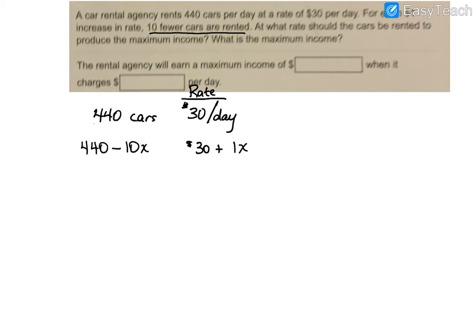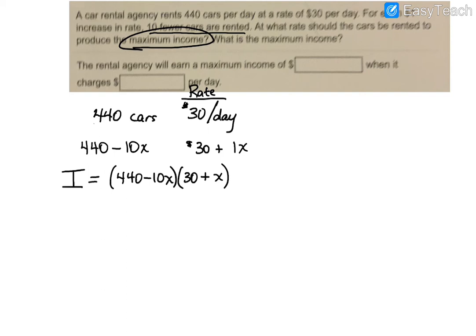Now it says, at what rate should the cars be rented to produce the maximum income? So we're looking for, I'm just going to use I for income. My income would be however many cars I rent, which we're saying is the expression 440 minus 10x, multiplied by how much they rent each day. In this case, that would be the expression of 30 plus, I'm just going to call it x instead of 1x.